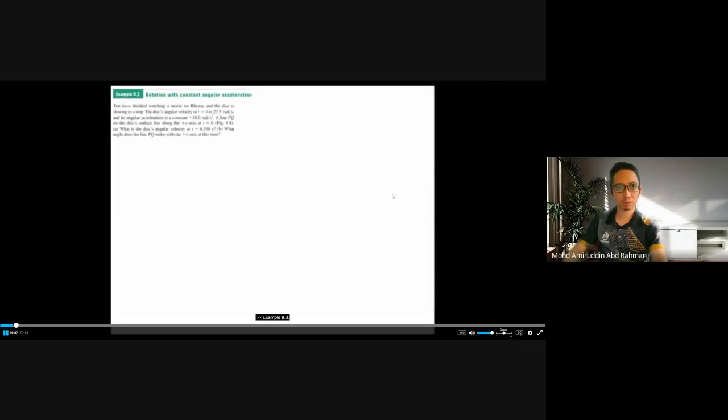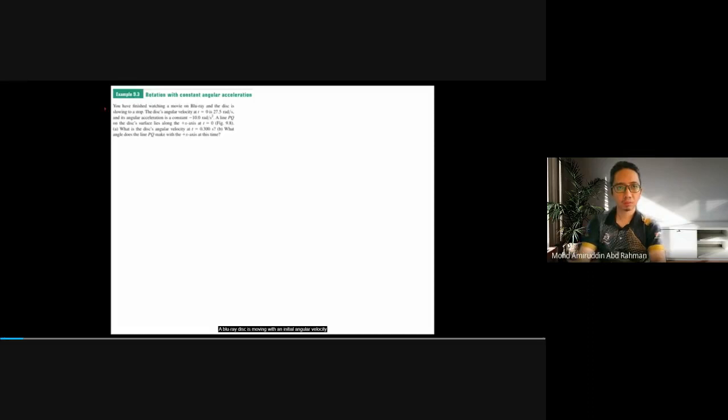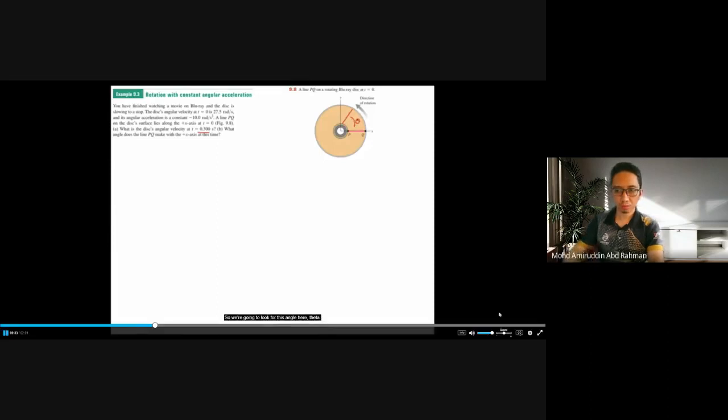In example 9.3, a Blu-ray disc is moving with an initial angular velocity of 27.5 radians per second at t equals 0. However, it has a constant acceleration of minus 10 radians per second squared, as shown in this diagram. A line is drawn between points P and Q such that it lies on the positive x-axis at t equals 0. We'd like to find its angular velocity at t equals 0.3 seconds, and the angle that this line makes at that time after it has rotated some. So we're going to look for this angle here, theta.